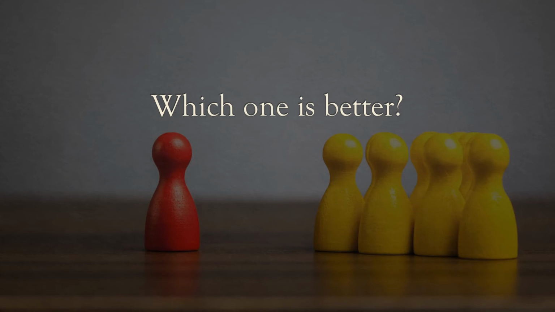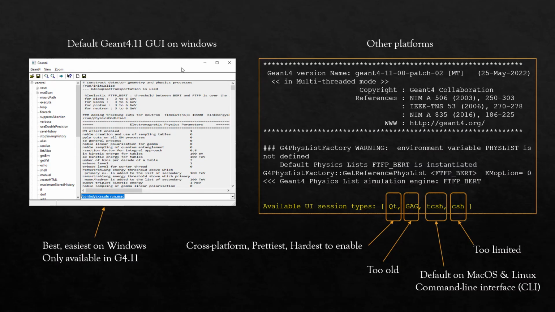Now that we know how to pick our preferred user interface, the next question is, which one is better? On Windows, the choice is obvious. You should just use the default native GUI, which requires no extra setup and is intuitive to use. But you do have to upgrade to the latest Geant4 11 to have it. On other platforms, you may use the Qt-based GUI, which is cross-platform. That is, it is available for macOS, Linux, and Windows. It is very similar to the Windows GUI, but slightly prettier in my opinion.